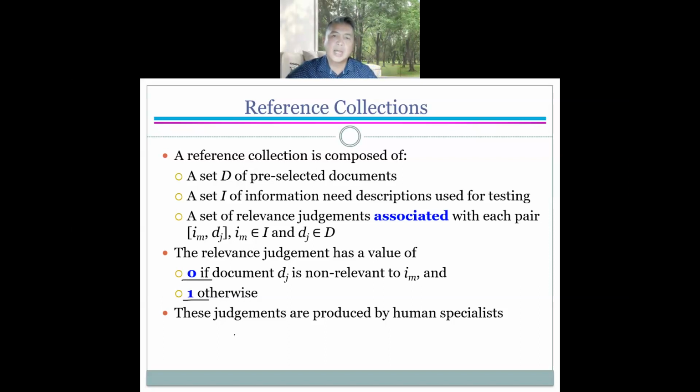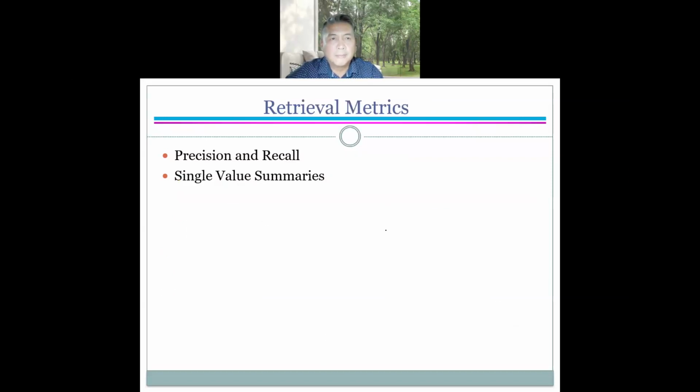Okay, so these judgments are produced by human specialists. Based on their background knowledge, they will determine which one is relevant and which one is not relevant. Okay, so the metrics that we will be using in this session are precision and also recall. These are the two main metrics that will be used. Single value summaries will apply precision and recall at a certain position in your list.